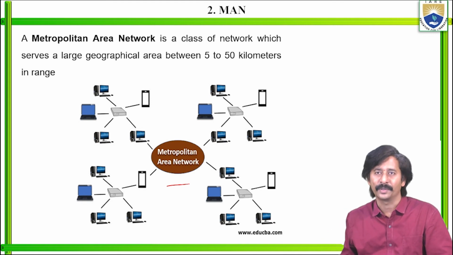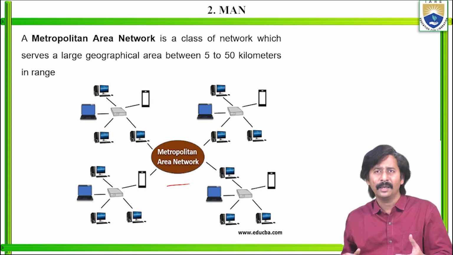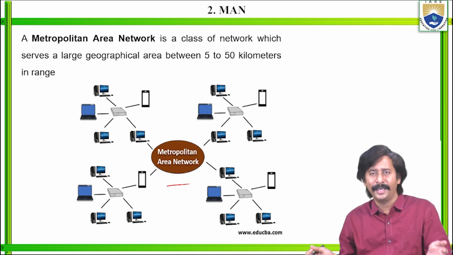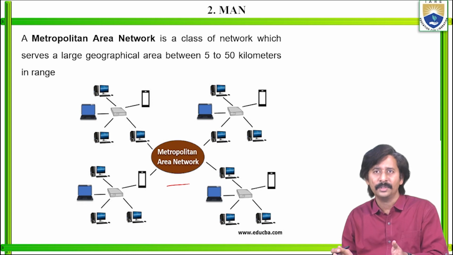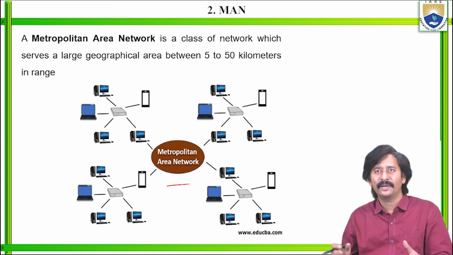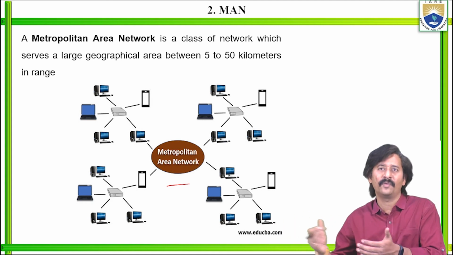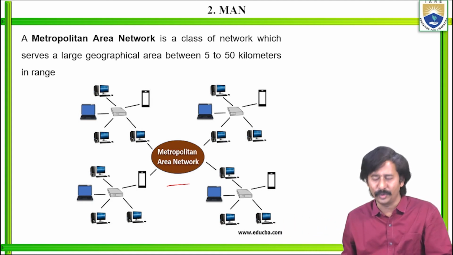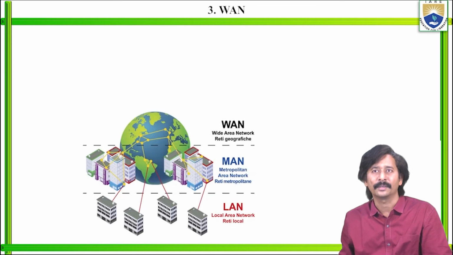Simply put, whenever we wish to communicate within a building, within an office, or within a house, we can go for the LAN, local area network. Whenever I need to communicate within a range of 50 kilometers, then I can choose the metropolitan area network.